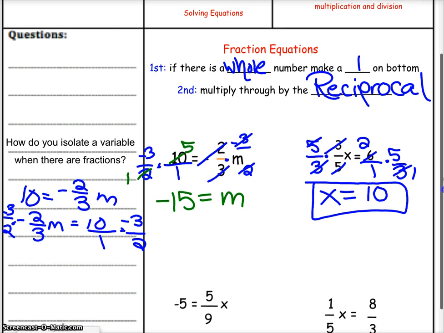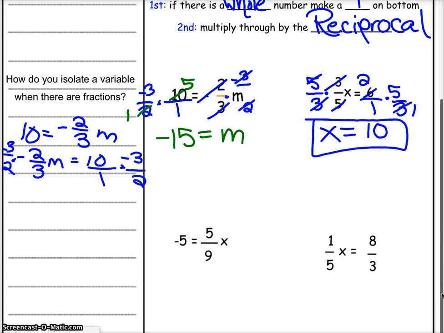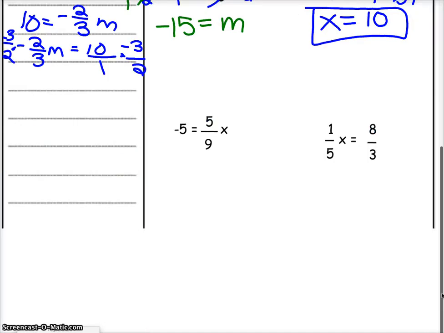Okay, there's a trick here that I want to show you, if you don't like the reciprocal. I tend to use it all the time. If you recall, any fraction is a division problem. This fraction right here is saying 5 divided by 9 times x. So you could break this apart first. How I do it for the trick way is I get rid of the bottom number. It's 5 divided by 9. To get rid of divide, what do? Multiply. So I could multiply both sides by 9.